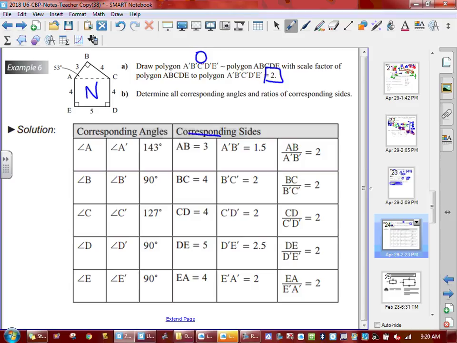So I would take all of my sides that match this one, and I would divide them by 2. That gives me all of these sides. That's what they actually did. Because they're saying the new object is 2 times bigger, the small object had to be quite a bit smaller, and this is the size of the small object.